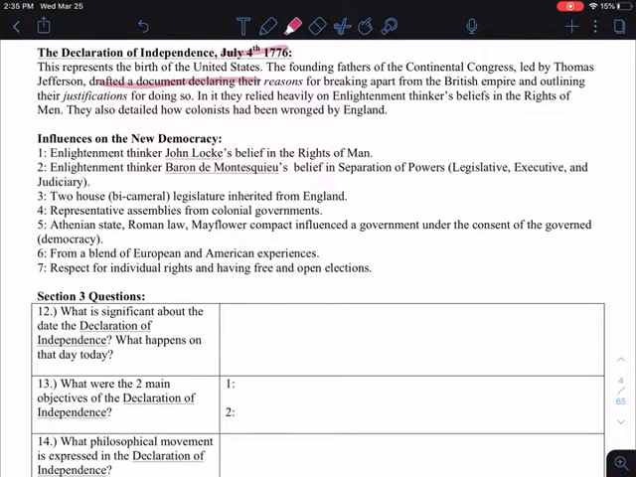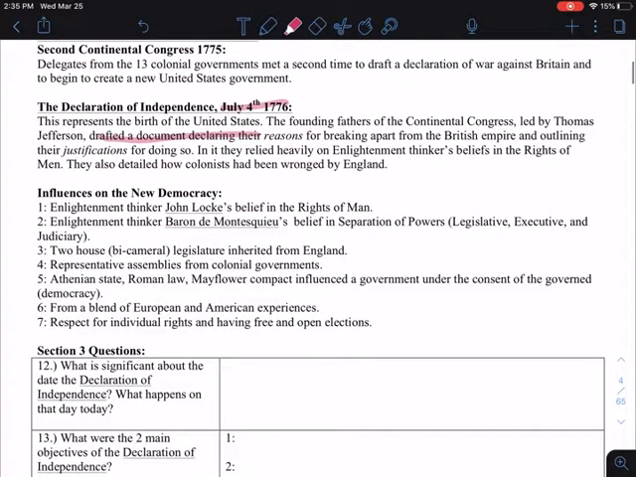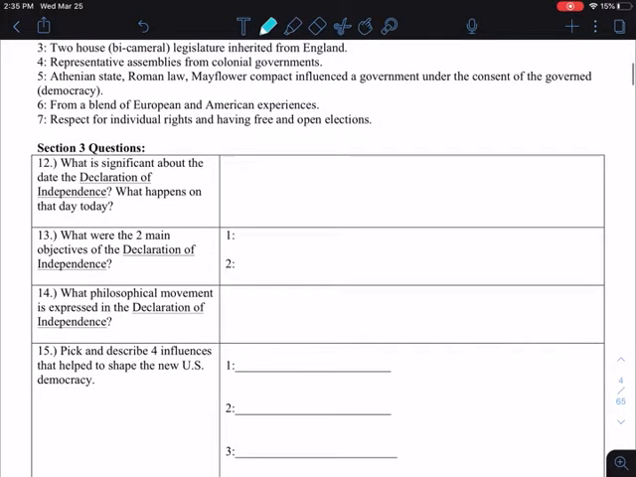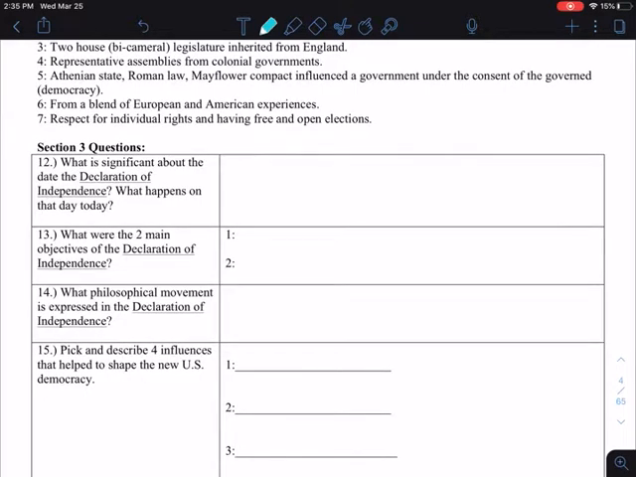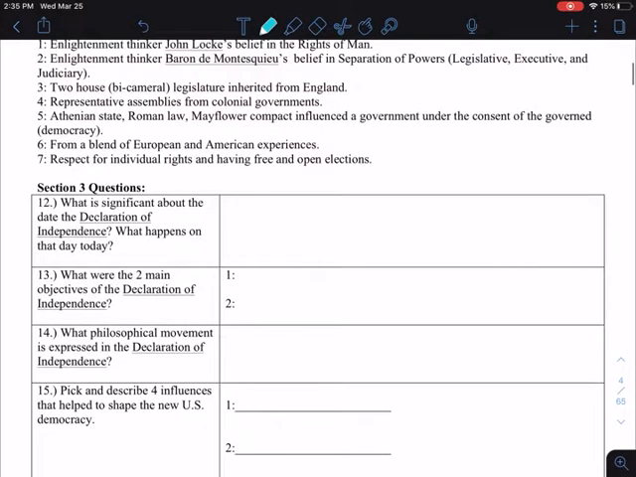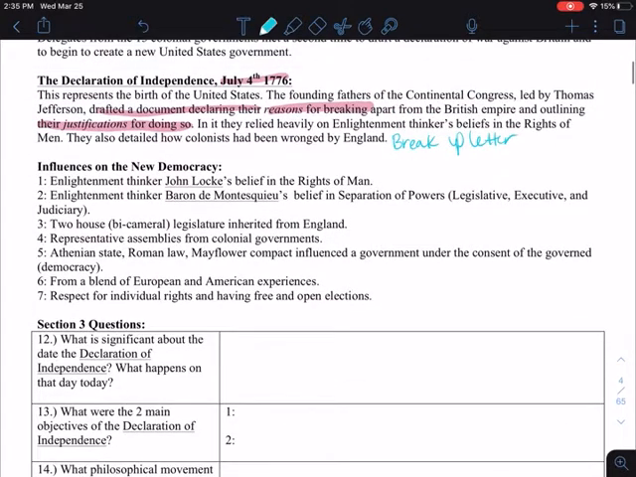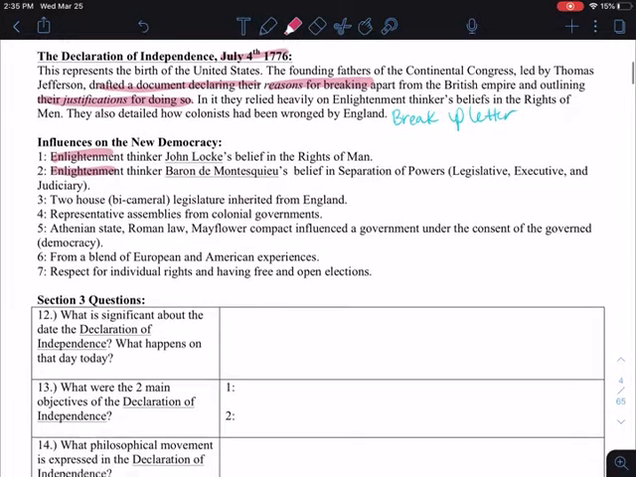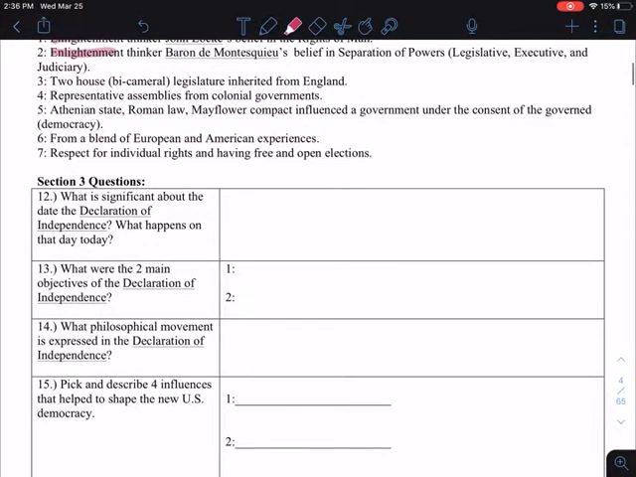What were 2 main objectives? We wanted to state the reasons, and then we wanted to outline the reasons why. Remember, this is the breakup letter to England. This is why we want to break up, and these are the reasons that you gave us to believe that we can do so. What philosophical movement was expressed in the Declaration of Independence? That's going to be Enlightenment. Look at it. You got Enlightenment. Those are going to be the ideas that are movement that spurs us.